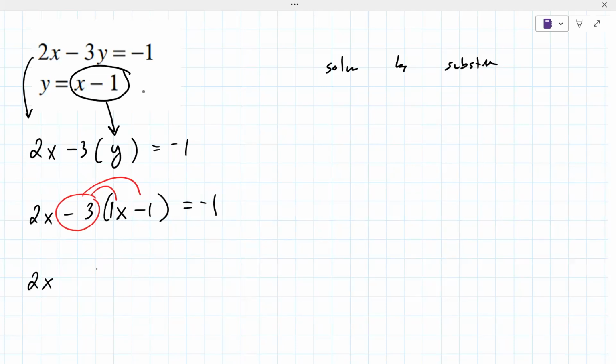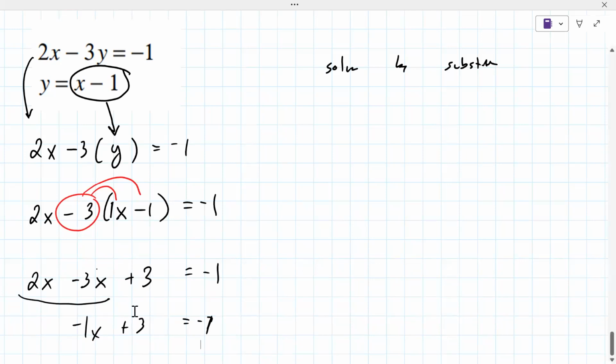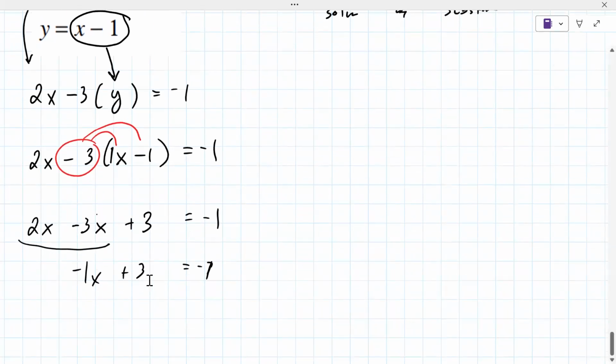There's really a 1x there. -3x plus 3. Good. Okay, now you've got to be able to combine like terms. What is 2x minus 3x? -1x. Good. So now how do you undo addition by 3? Subtract it. Okay, what does the right side become? What is -1 minus 3?